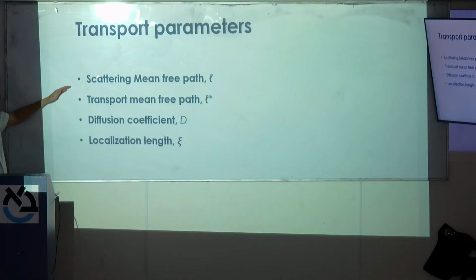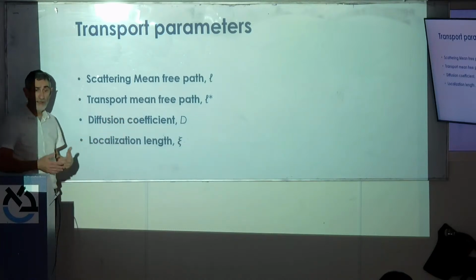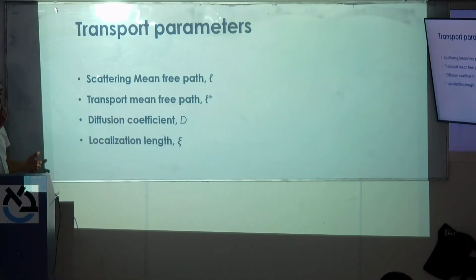I mentioned them here: the scattering mean free path, which we discussed. I will also discuss the transport mean free path, L star, the diffusion coefficient that will come later in this course, and the localization length. This is very important to define Anderson localization. So those are new scales in the system that take into account the fact that you have multiple scattering.